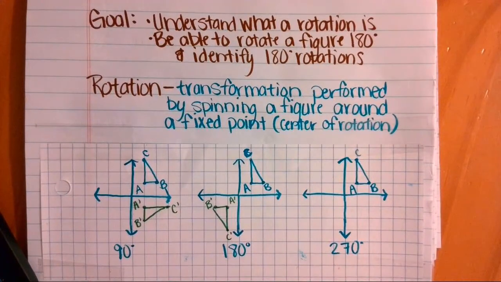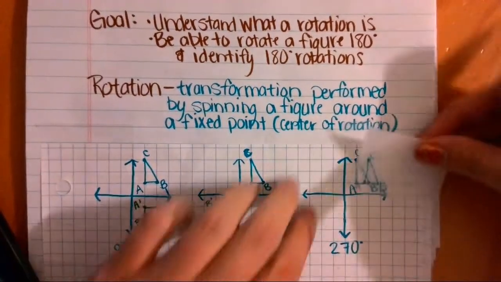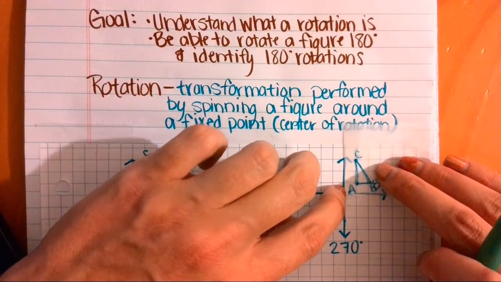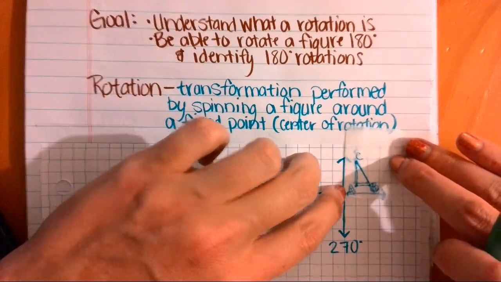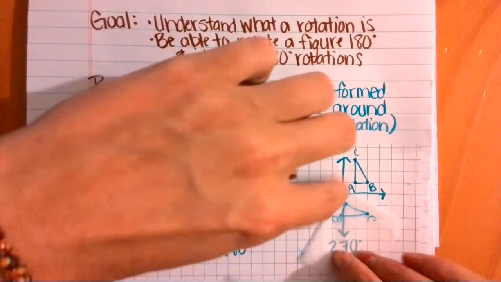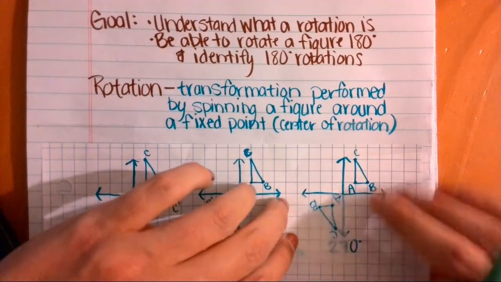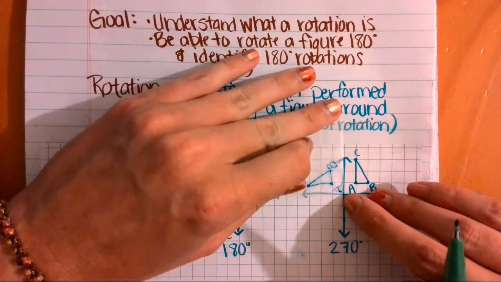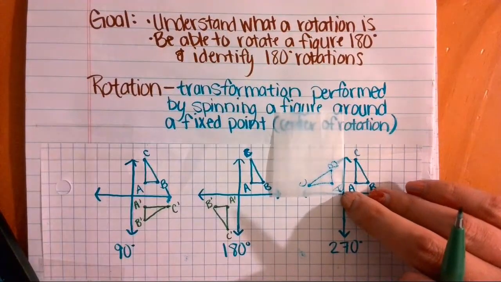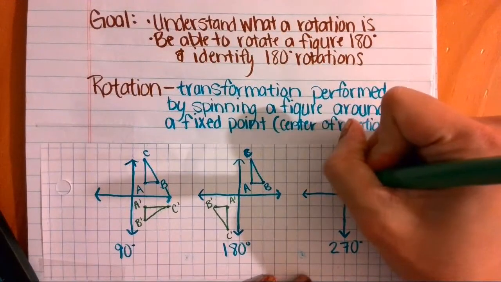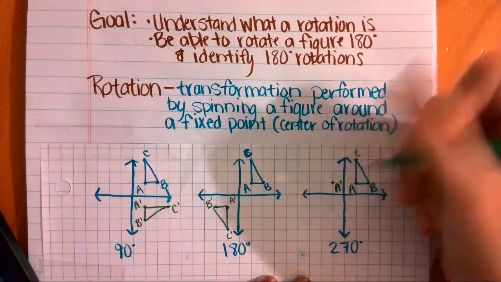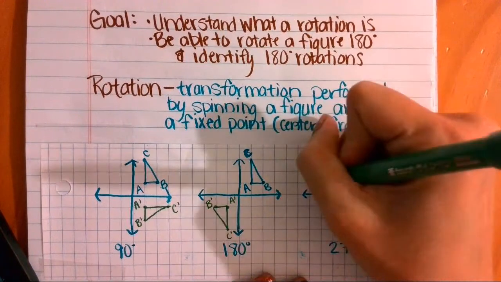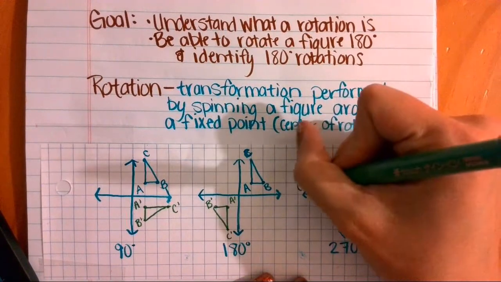And then we do the same thing for 270 degrees. This time we move 3 quadrants, or 3/4. So we start here and we move 1, 2, 3. And this is where we'll end up. We'll put our new coordinates of our image. We have A prime, B prime, and C prime.